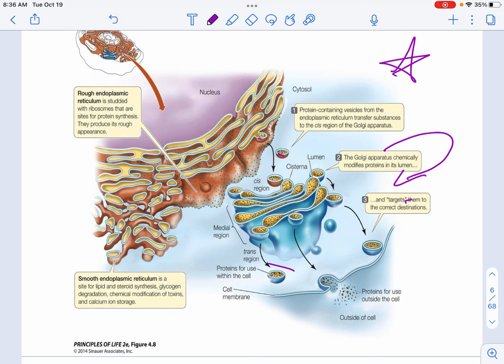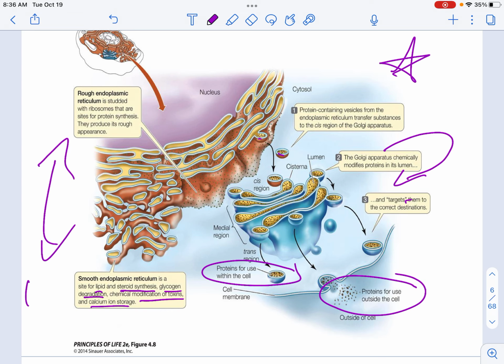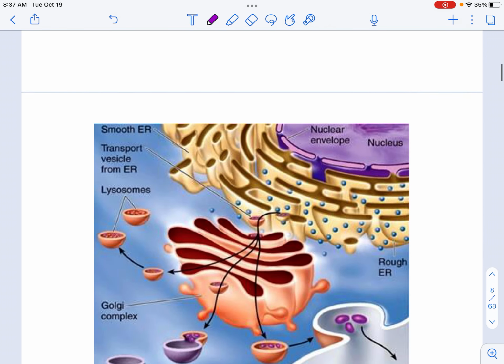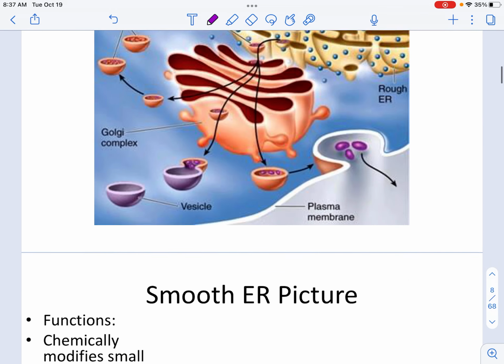Sometimes the proteins are meant to be in the cell. Sometimes the proteins are for use outside the cell. There's various different reasons. The rough ER and smooth ER are different. Rough ER makes proteins. The smooth ER, though, is a site for lipid and steroid synthesis, and glycogen breakdown, and chemical modifications of toxins and calcium ion storage. So be able to contrast those two, the rough ER and the smooth ER. So again, the endomembrane system is important because it regulates protein traffic and performs metabolic functions. Know what it contains. And here's just another picture of it.